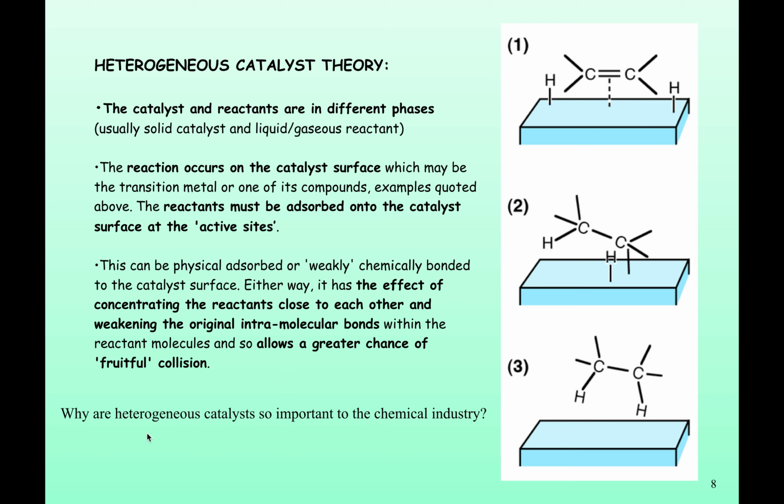Okay. Why are heterogeneous catalysts so important to the chemical industry? Well, obviously catalysts, they lower the temperature, they improve the efficiency of the process because it costs less to make the chemicals, fewer byproducts, etc. There's lots of reasons why catalysts are so important. It's about cost. It can also be to do with the environment. They can avoid the production of toxic materials, improve atom economy, etc. Okay.